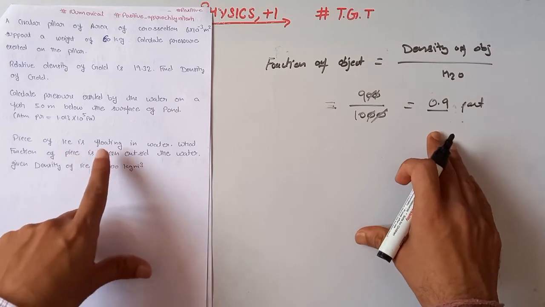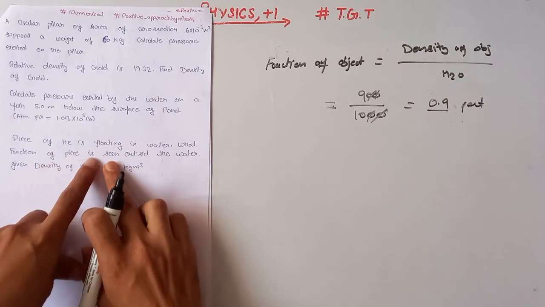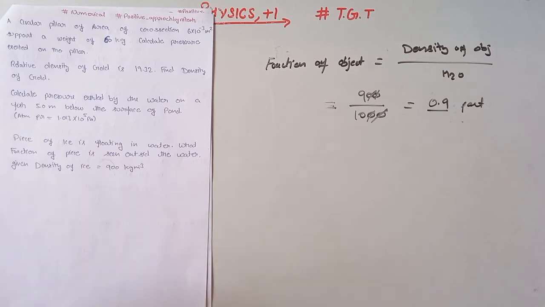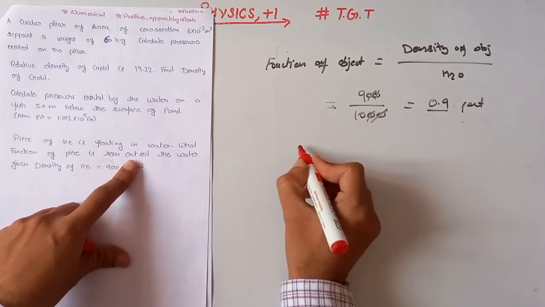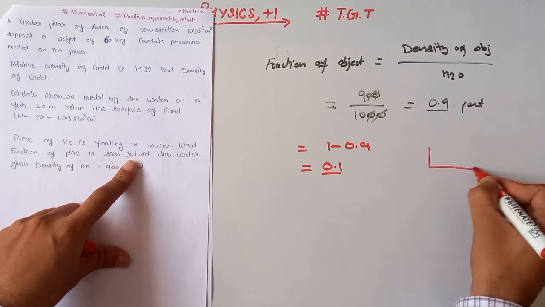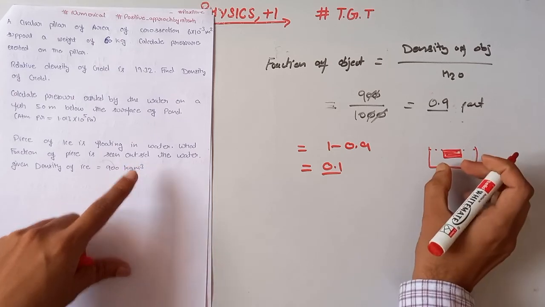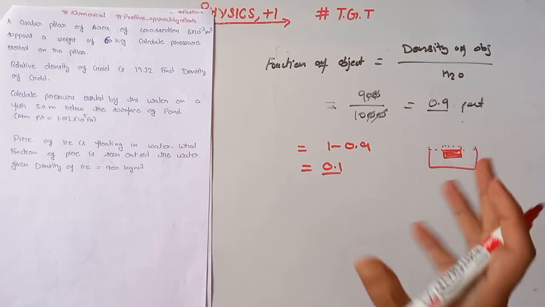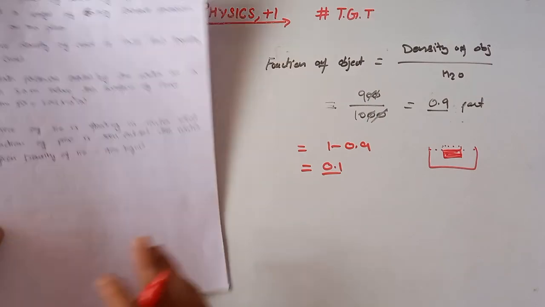But here we have to calculate how much part of the ice is seen outside the water. This portion is immersed in water, but we have to calculate how much part is seen from outside. So this is 1 minus 0.9, which is equal to 0.1. If 0.9 fraction of the ice is immersed in the water, it is obvious that 0.1 part is seen outside of the water. I hope the numerical and all these key points are clear to you.